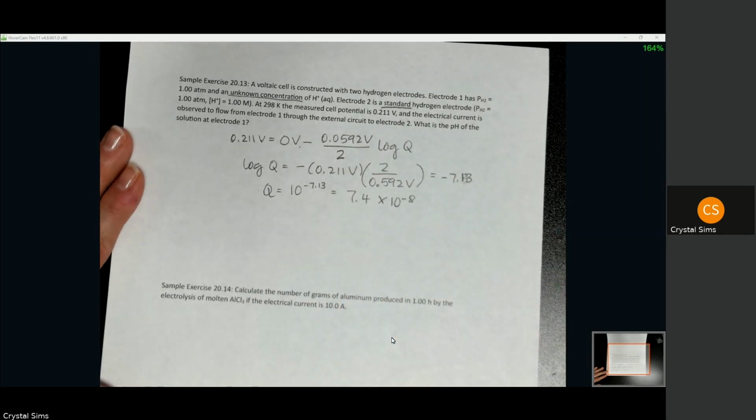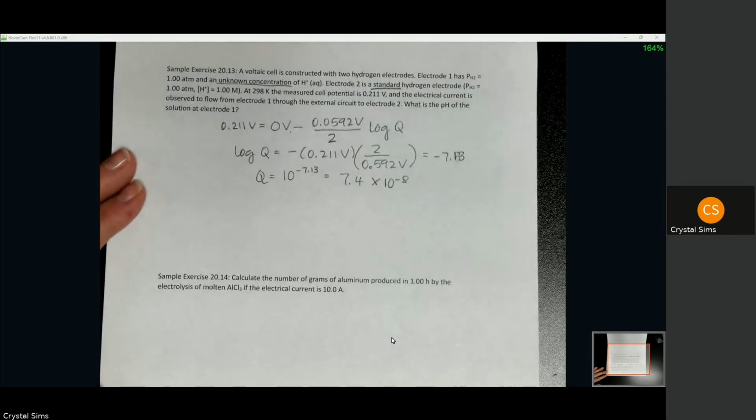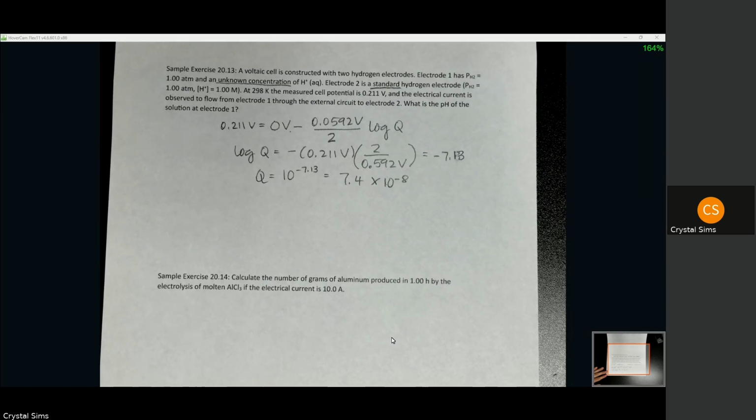Okay, so when I do all the math, I get that Q is equal to 7.4 times 10 to the negative 8. All right, so that's similar to what we did in the last problem. We had to solve for Q. We've done that. But now we've got to set up our value for Q.